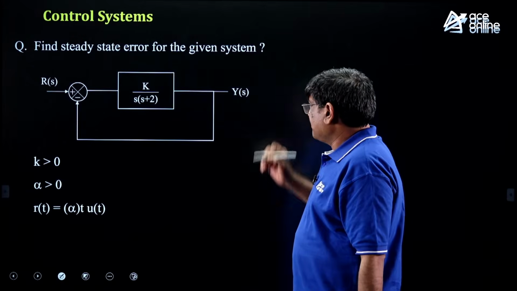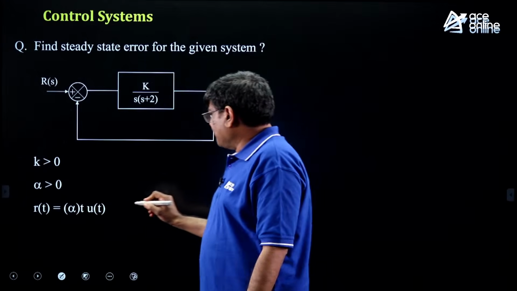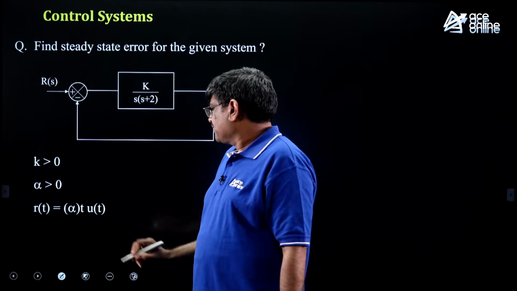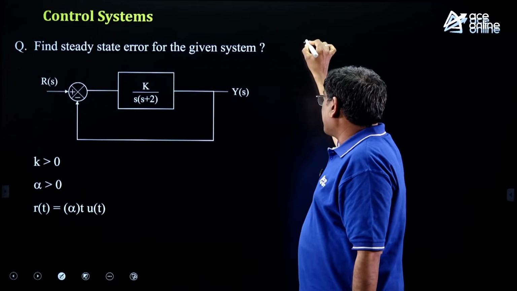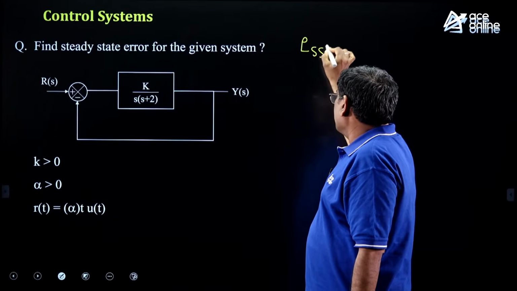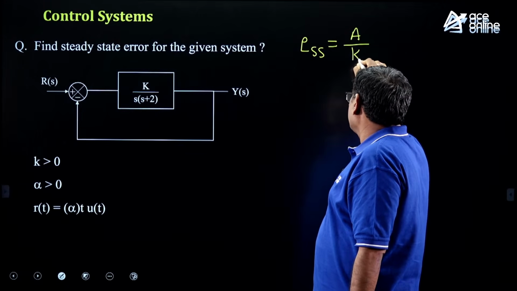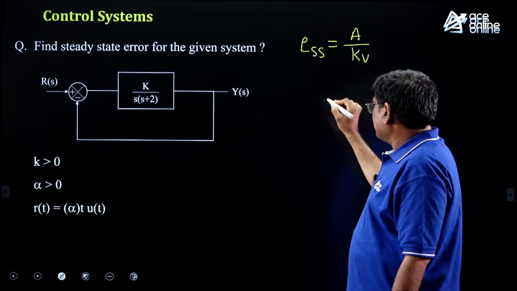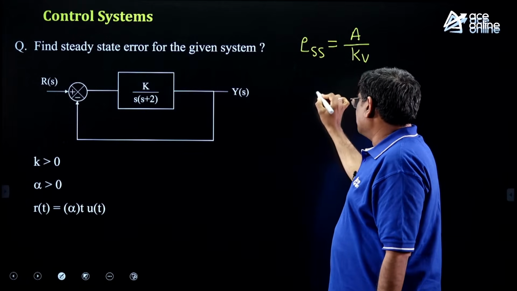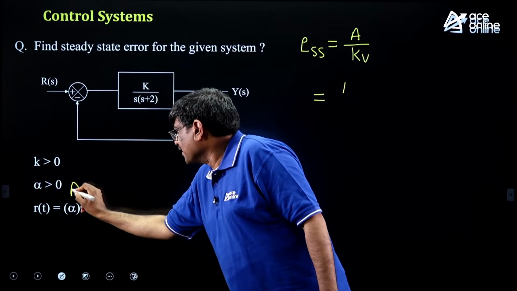Second question. Find the steady state error for the given system, with the ramp input given as alpha t u of t. The steady state error for a ramp input is ESS equal to A by Kv. Here A is given as alpha.